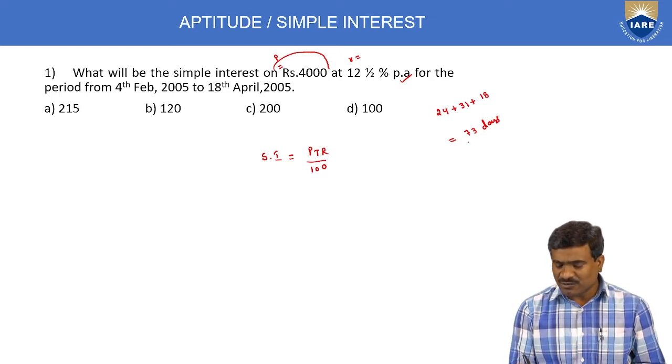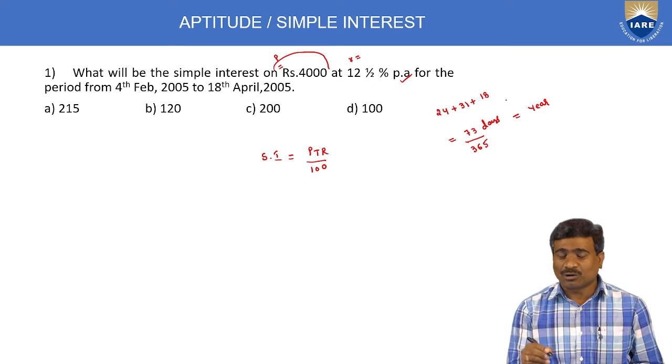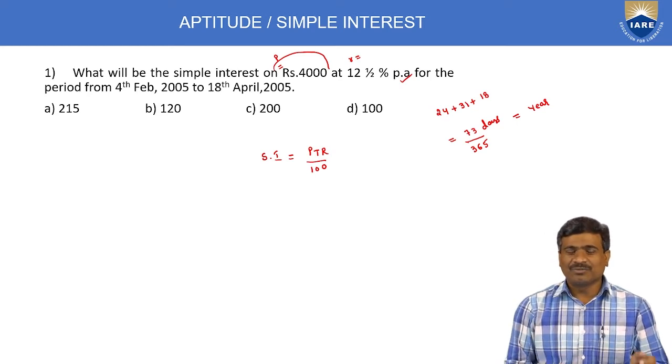Days convert into a year: divide by 365. Ordinary year, divide by 365. Leap year, divide by 366. 2005 is an ordinary year. In the denominator, write only 365.